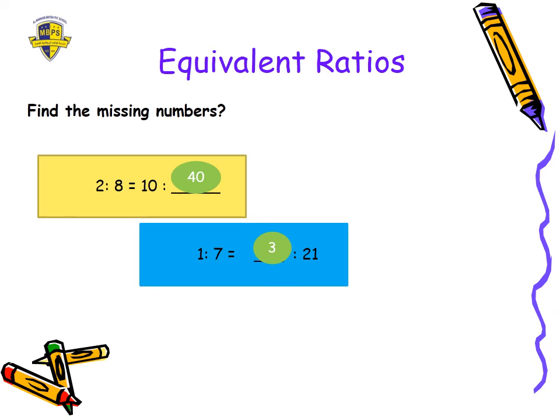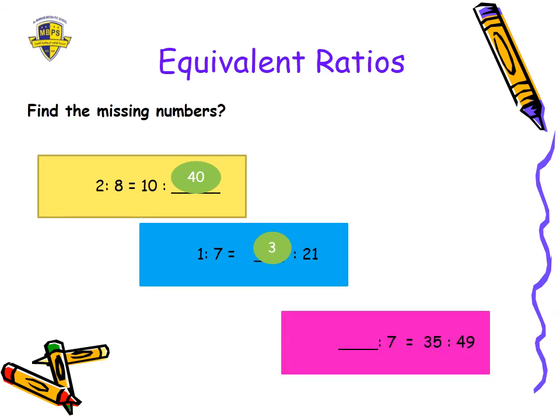Now the third one. The first ratio is missing, we don't know it: some number to 7 equals 35 to 49. So think grade 5. 49 and 7. 49 divided by what equals 7? Excellent. Divide by 7. So now 35 divided by 7 equals what? Equals 5. Good. So the missing number here is 5.